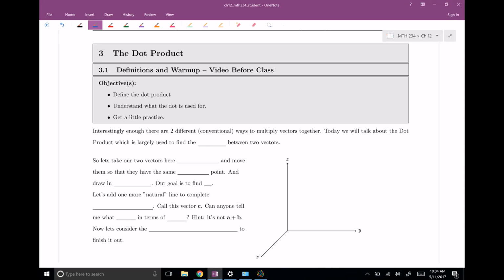Alright, welcome everyone to 12.3. This is the dot product. In this video, I want to talk a little bit about what on earth this thing called the dot product is. I'm going to define it. Better yet, we need to talk a little bit about why. What is this thing used for?